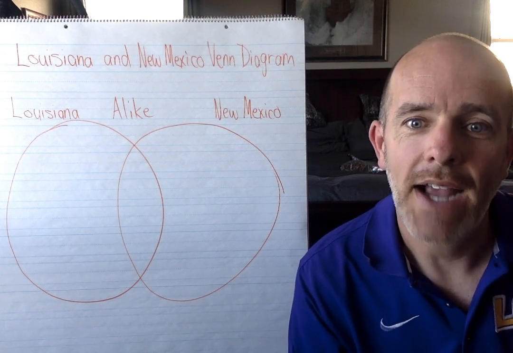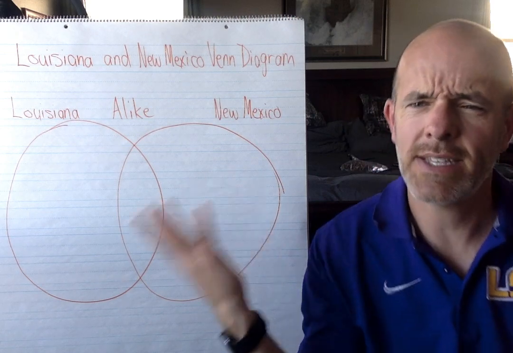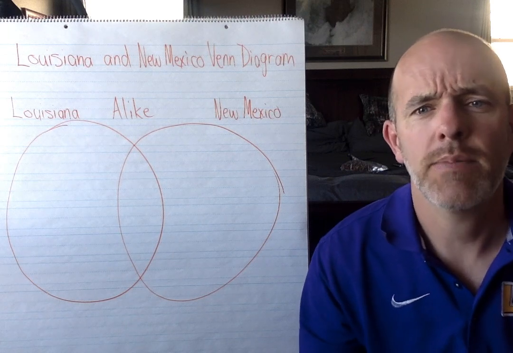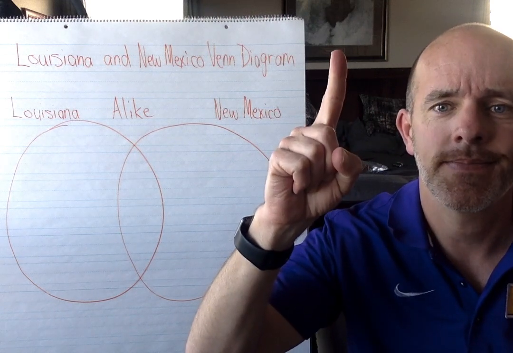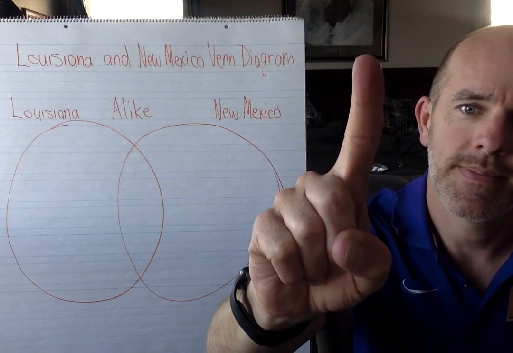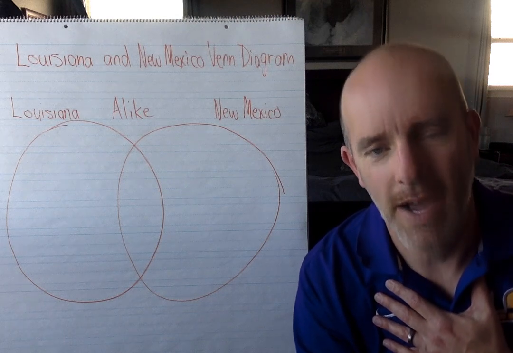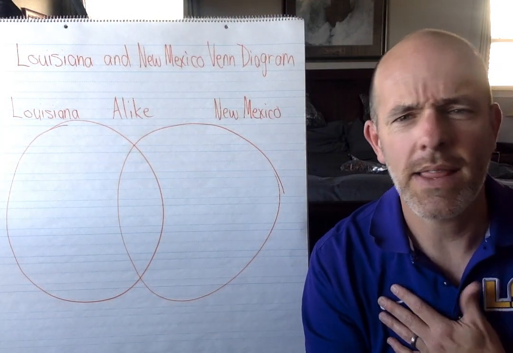All of these facts are part of what makes our state unique. And we need to know what the word unique means. Everybody put up one finger right now. The word unique means one of a kind. You are one of a kind. I am one of a kind. No one's quite like me.